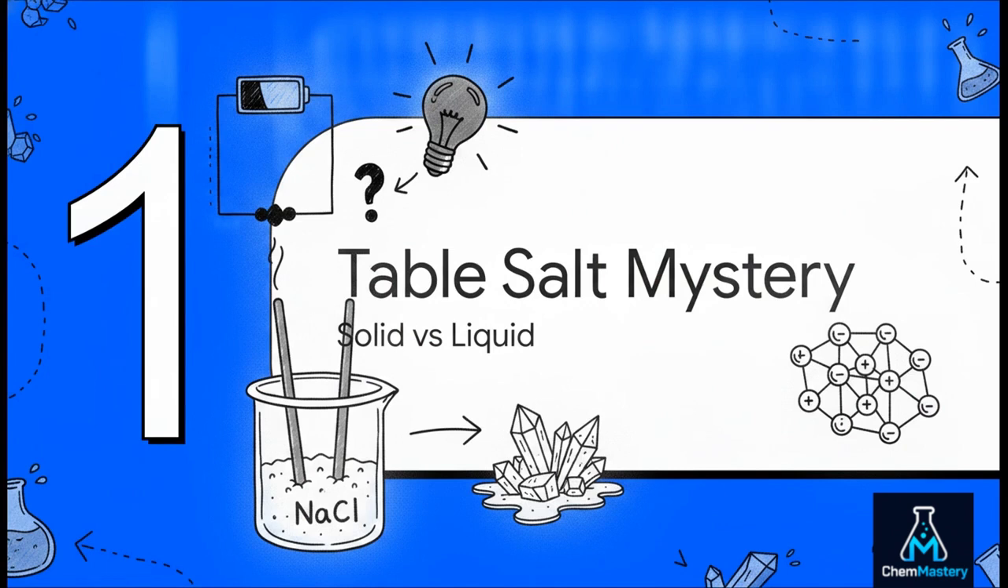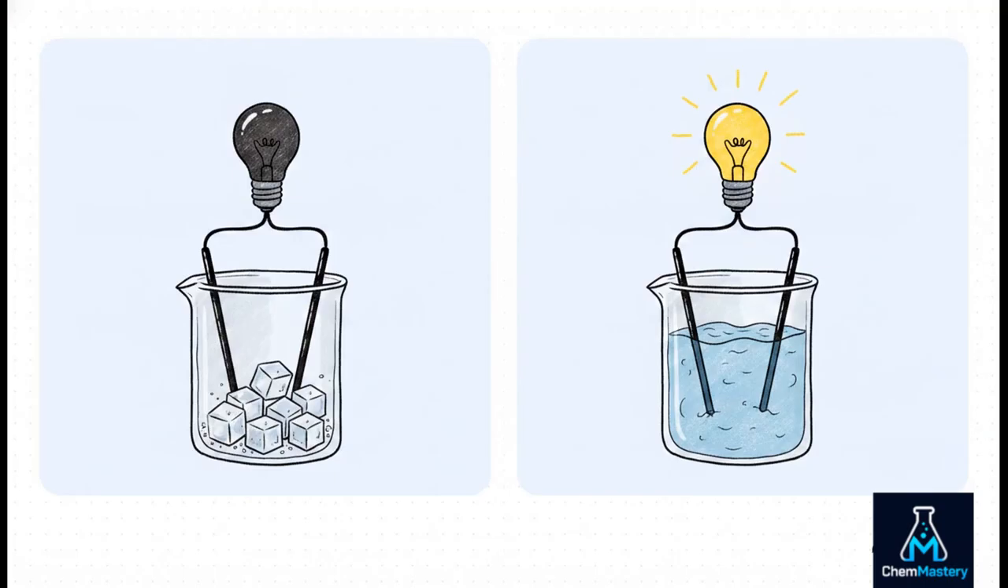Section 1. The table salt mystery. This perfectly sets up the mystery we're tackling today. If you lower those graphite electrodes into solid sodium chloride, well, absolutely nothing happens. The bulb stays completely dark. And it's the exact same story if you try another solid ionic compound, like potassium chloride. The solid just doesn't conduct.